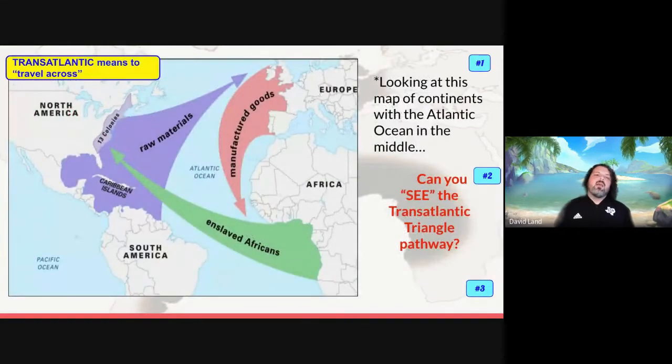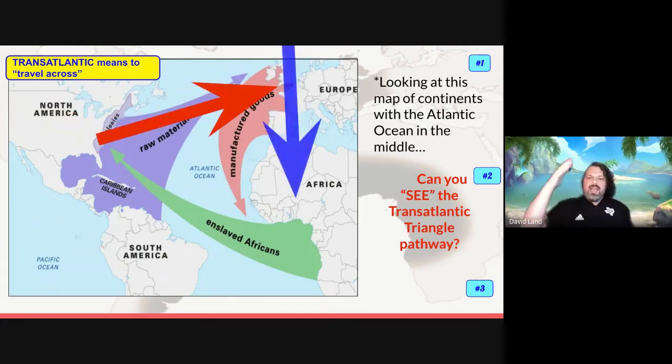So let's begin. Take a look here. Transatlantic is a word with the prefix trans, and Atlantic, the ocean, means to travel across. So in this case, travel across the ocean. In the picture there, you see the Atlantic Ocean, and then you see the continents listed. When you look at the continents, can you see the triangle? You can almost visualize the triangle as you look at it.